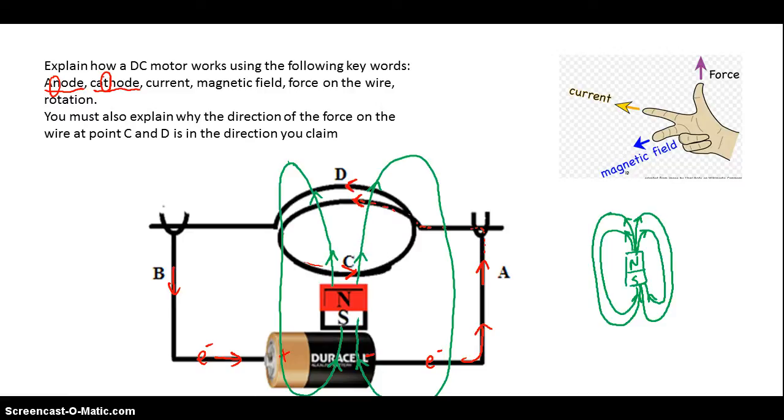So we have this rule. It's the right-hand rule. And it tells us if we have current in a wire, which we do, this wire right here. We also have a magnetic field, which we have from the permanent magnet. We're going to have a force on that wire. And this rule tells us which direction that force is.